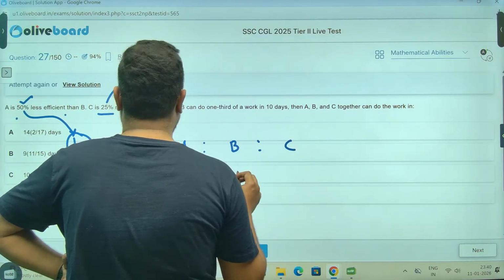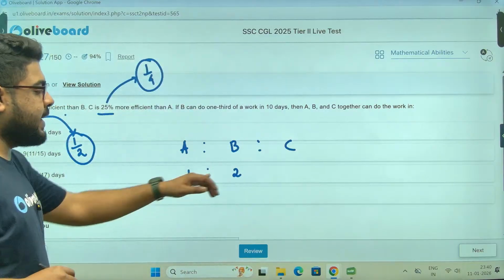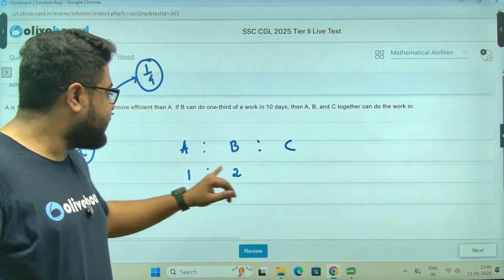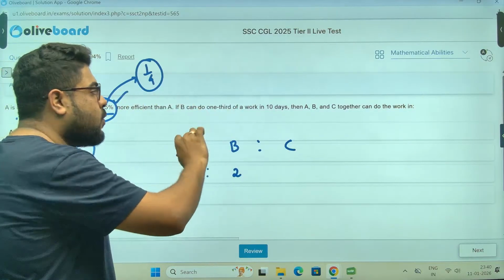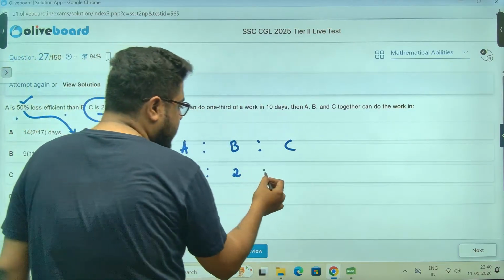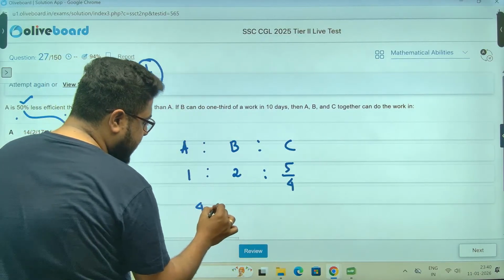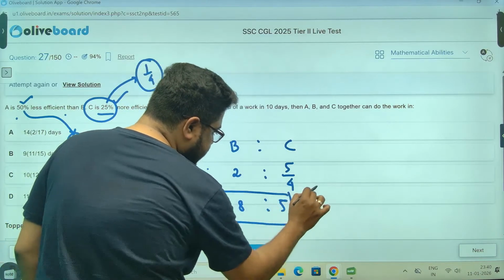Sir, let's do one thing. Let's take B's efficiency as 2. A is 50% less, meaning half, so A is 1. Now C is 25% more, meaning 1/4 more, so it will be 5/4. Now multiply this by 4, so the ratio will be 4, 8, 5, sir.